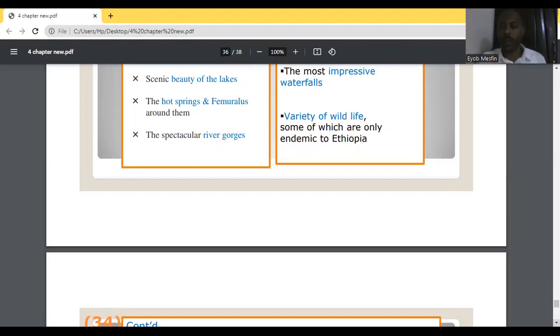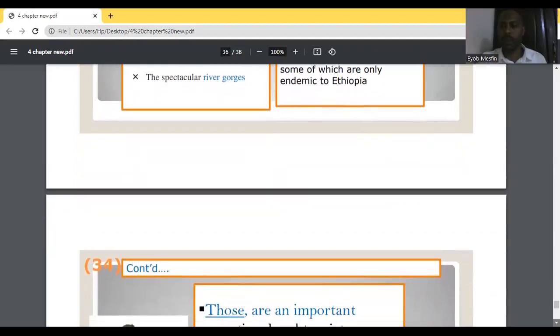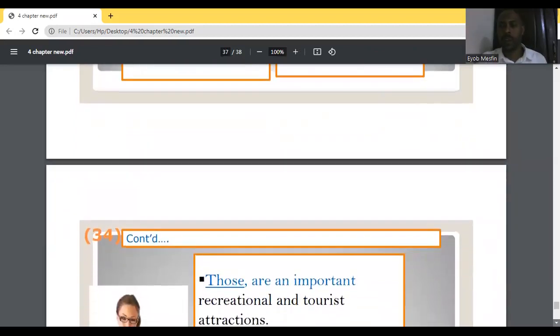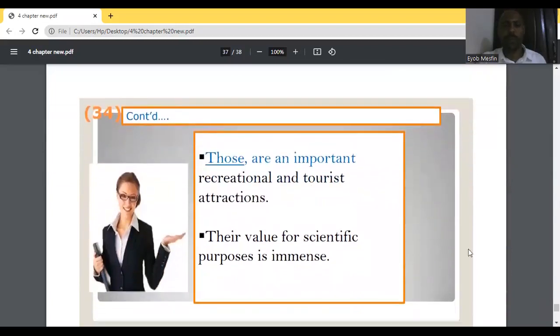if we conserve them in a better way. So those potentials are important recreational and tourist attractions.